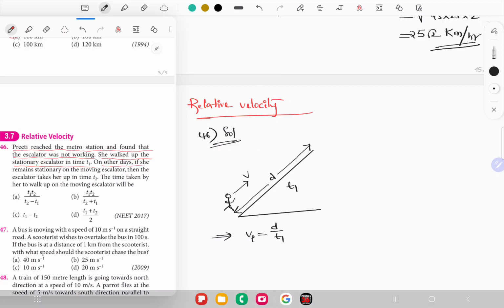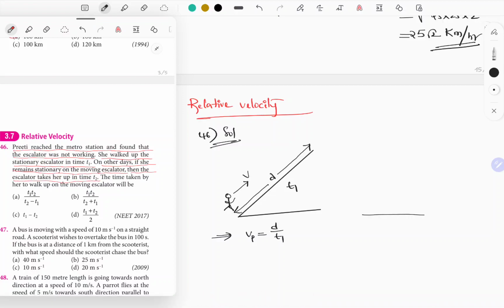Next, on the other days, if she remains stationary on the moving escalator, then the escalator takes her up in time t2. So the distance of travel is the same, but the time taken is different. Whose velocity is this? The escalator velocity, because she is at rest. I'm representing the escalator velocity with ve. Then ve is equal to d by t2.